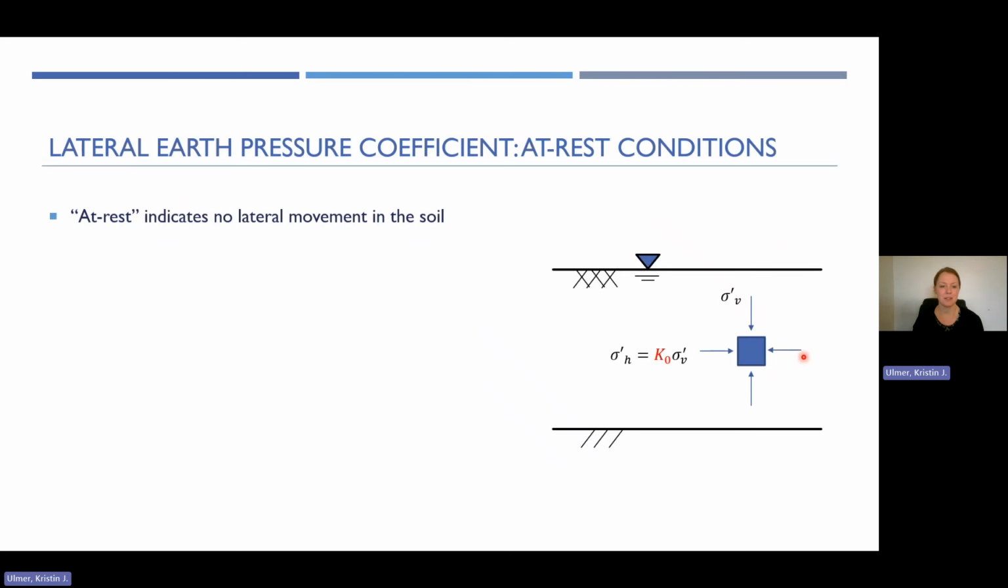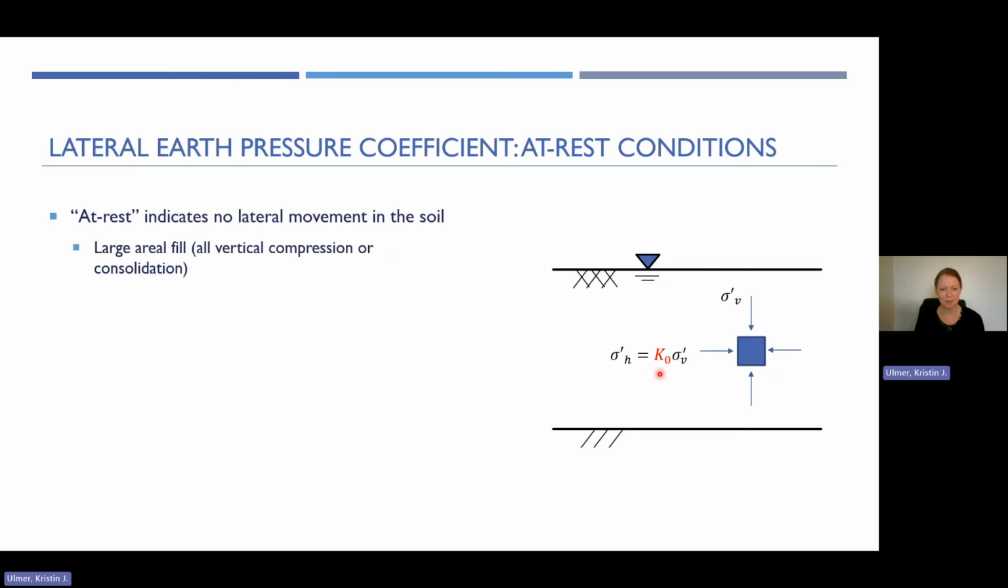So at rest indicates no lateral movement in the soil. So imagine you have a point in the soil profile here that you're wanting to estimate stresses for. Here's the ground surface. Here's my water table marker saying water is up here at the ground surface. And we know how to compute sigma prime V based on the unit weight of the soil above this point and the depth to this point and any pore pressures that may be there. But we want to figure out what's the horizontal pressure in this at-rest condition. The key to that is this K0 parameter right here.